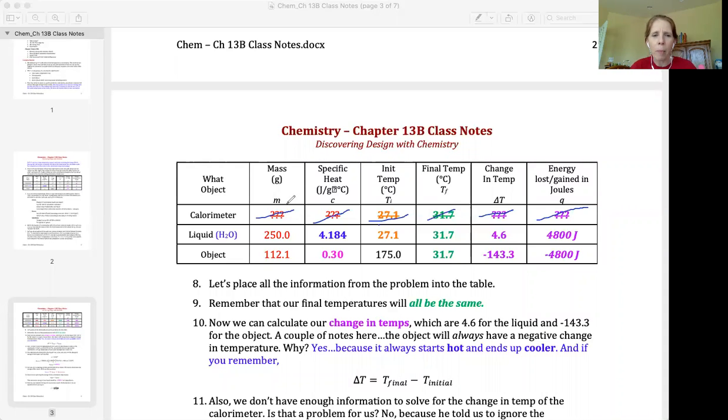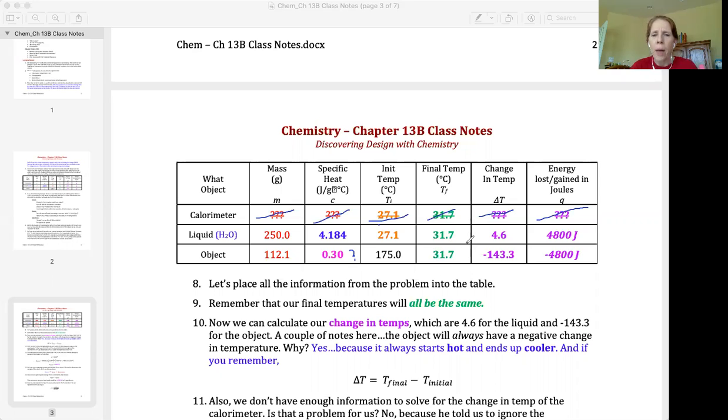From our problem, we were told that we have 250 grams of water. The object is 112 grams. We know we're using water, so we know that we have a specific heat of 4.184. We're trying to find the specific heat of the object. So this one here, we actually don't know to begin with. That's what we're solving for. We know the initial temperature of the liquid was 27. We know the initial temperature of the object, far greater than 100 degrees Celsius, was 175 degrees. And we are told that the water changed to 31.7 degrees.